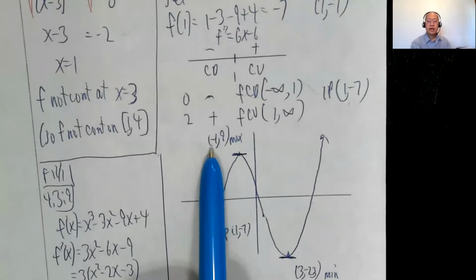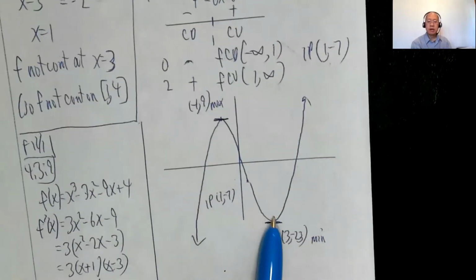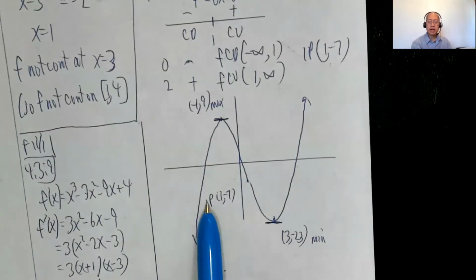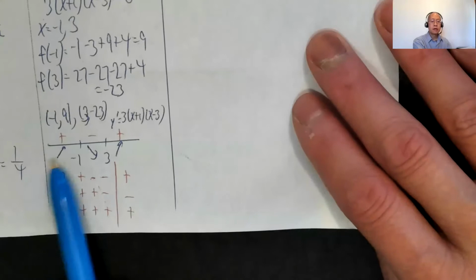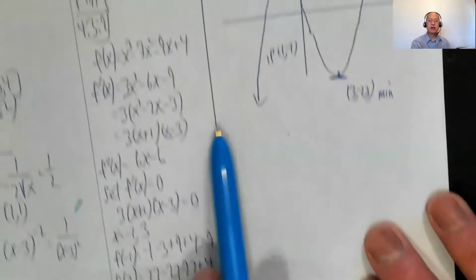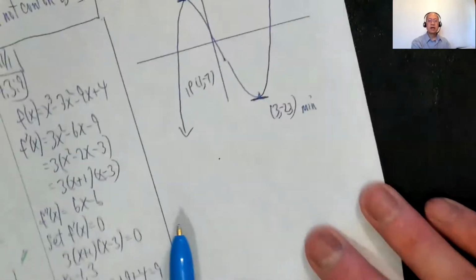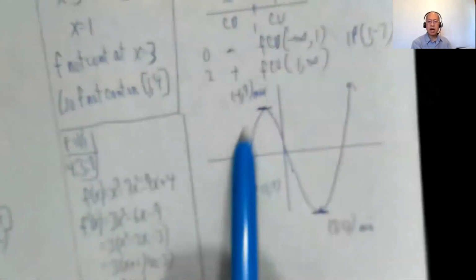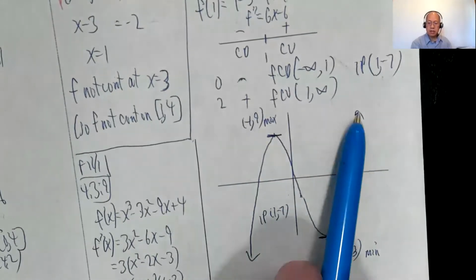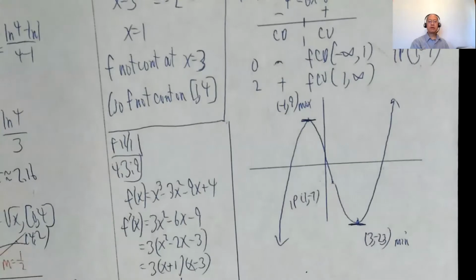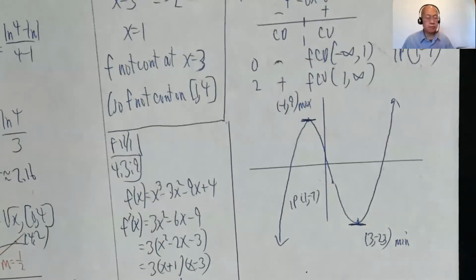And here's the graph. Maximum at (-1, 9), minimum at (3, -23), inflection point at (1, -7). Increasing, decreasing, increasing: increasing up to -1, decreasing to 3, increasing. Concave down, upside down U shape until I reach 1, and then U shape the rest of the time. So here's a typical curve sketch type of problem that we have in this section.